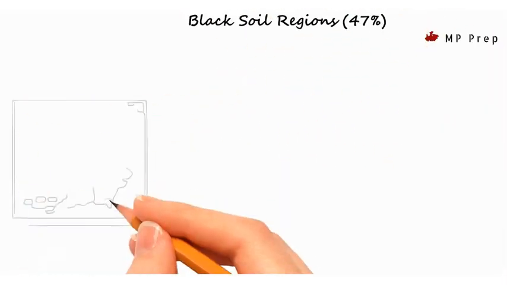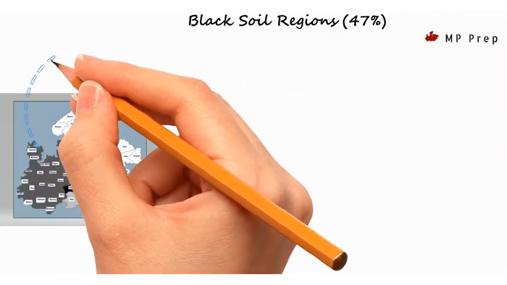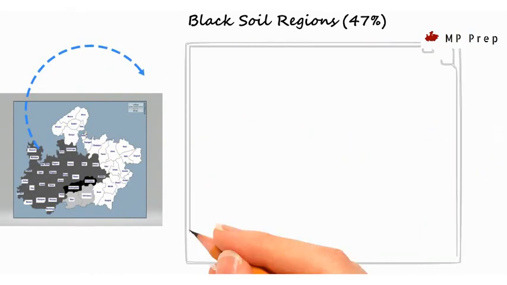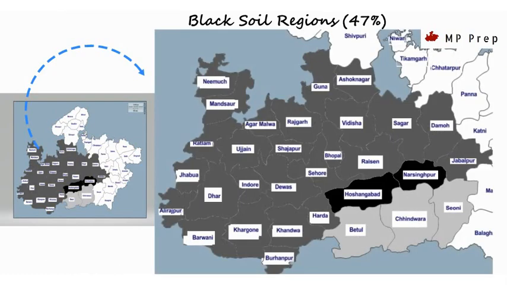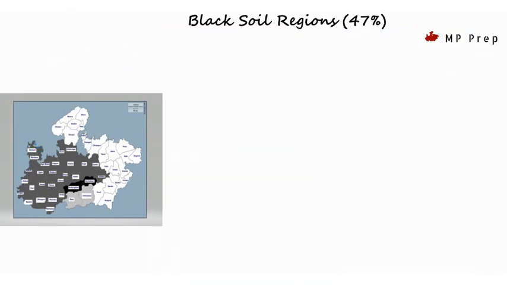First, we'll be looking at the black soil region, which constitutes 47% of Madhya Pradesh. Let us have a zoom at it. In the western part of MP, Jhabua, Indore, Bhopal, Shajapur, Raisen, we find medium black soil. In Hoshangabad, Narsinghpur, that is Narmada Valley, we find deep black, while in Betul, Chhindwara, we find light black soils.